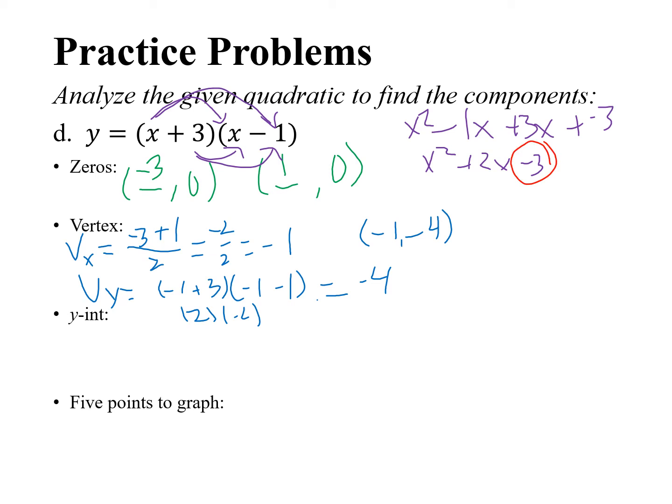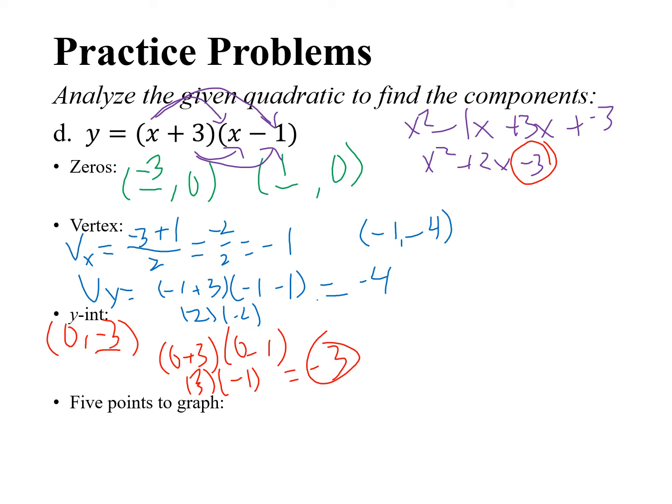The other way to do that is I know that my y-intercept is the y value when x is 0. So I can plug 0 into my function to find the y value. So I get 0 plus 3 times 0 minus 1. Well, 0 plus 3 is 3. 0 minus 1 is -1. 3 times a -1 is going to be -3. So I know that my y-intercept is at the value 0, -3.